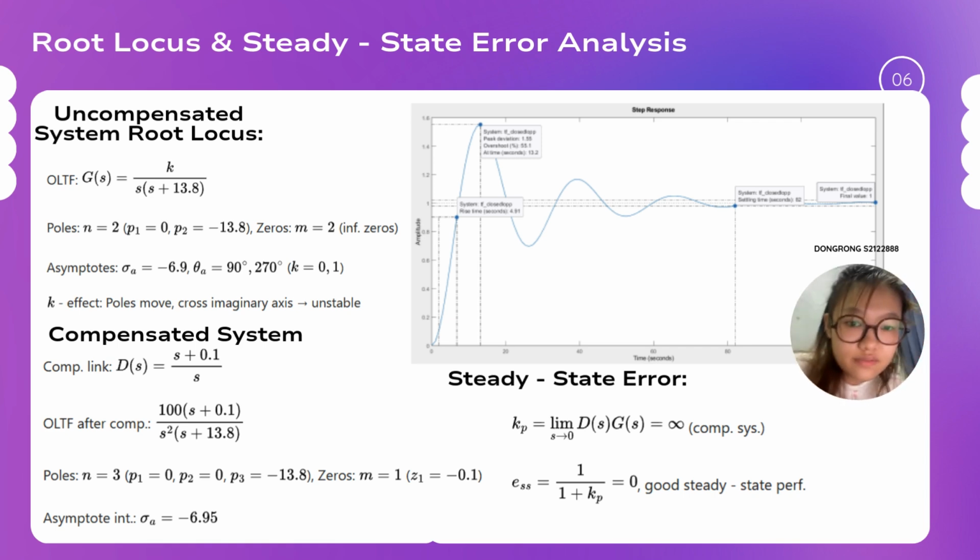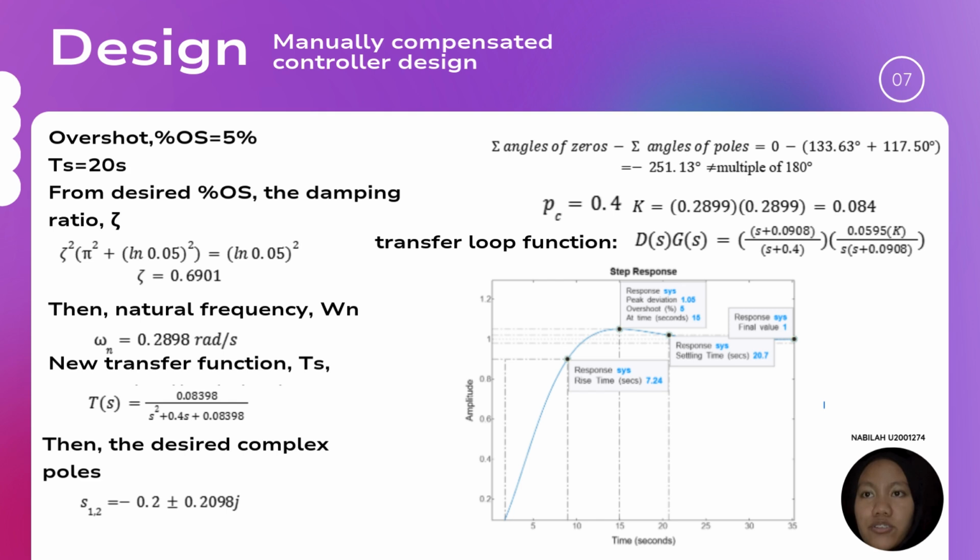For the compensated controller design, the controller was designed to meet the desired performance characteristic, which percentage overshoot is 5% and the settling time is 20 seconds. From desired overshoot, we get the damping ratio is 0.6901 and the natural frequency is 0.2898 radians per second. By substituting new overshoot percentage and settling time into general equation of second order system, we get new transfer function. Then the desired complex pole is gained at negative 0.2 plus minus 0.2098j.